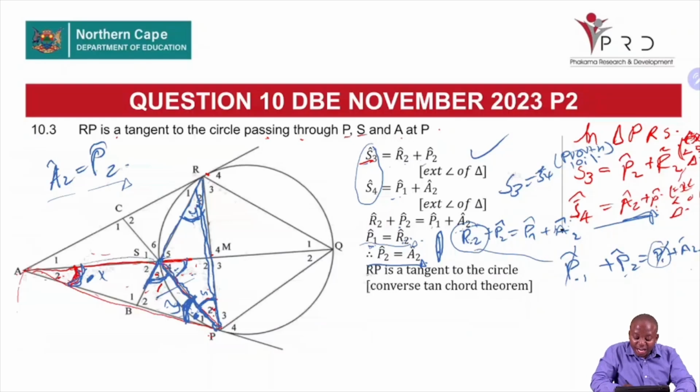Right. Then we can say RP is a tangent to the second circle. Why? It is the converse of the tan-chord theorem. So we have the tan-chord theorem at that point. All right.